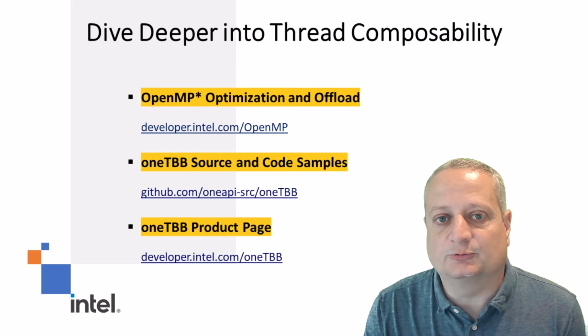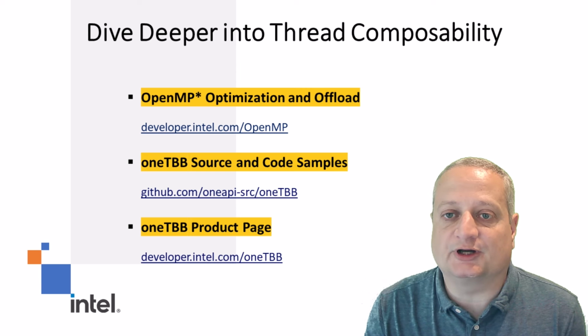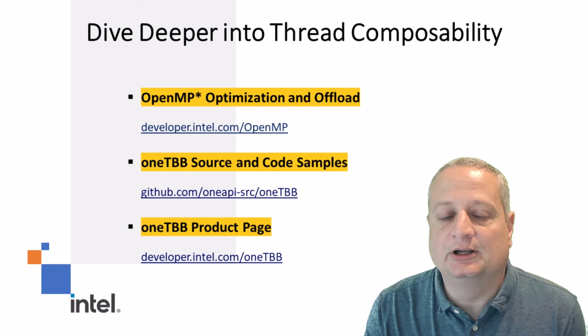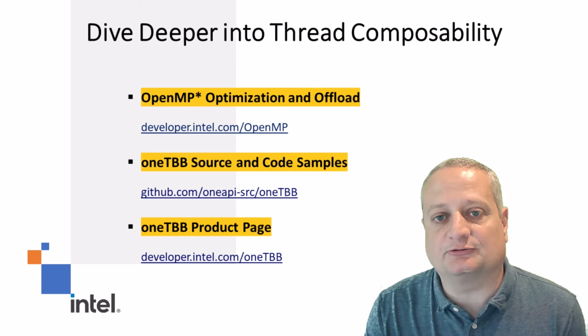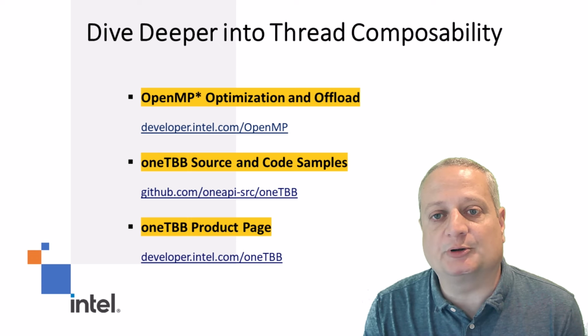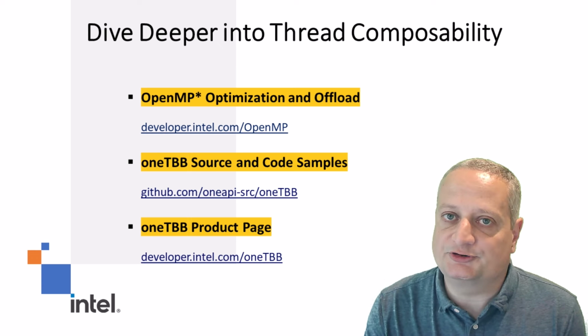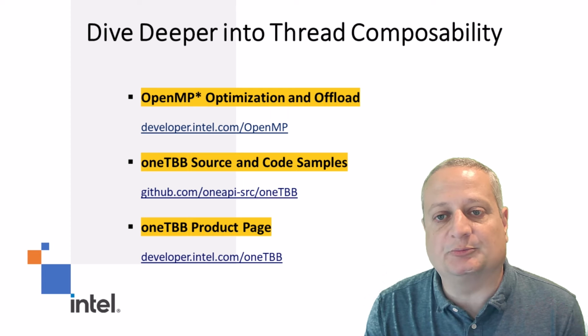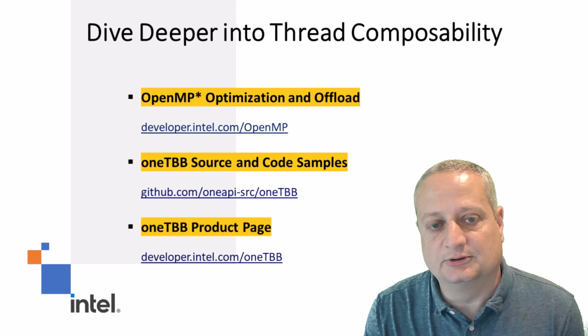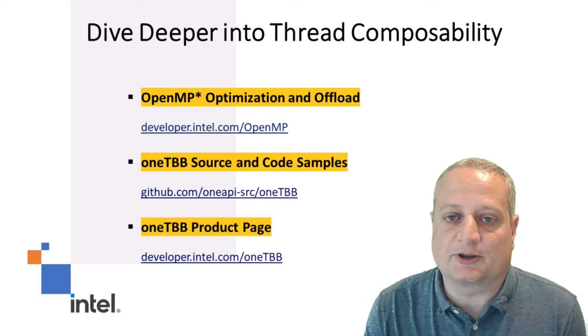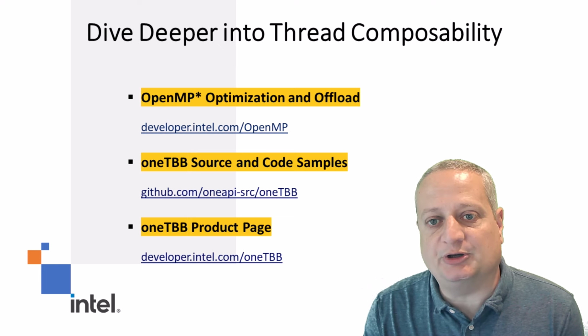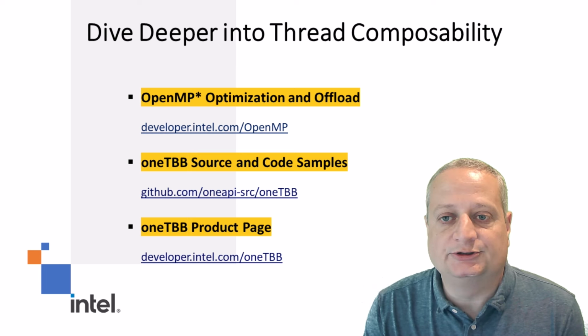In this video, we discussed the new experimental TCM Composability Manager feature and how it can help you take advantage of oneTBB and OpenMP parallelism simultaneously, without having to worry about resource management and coordination between multiple runtime thread pools. To learn more about thread composability, oneTBB, and OpenMP, check out these links.